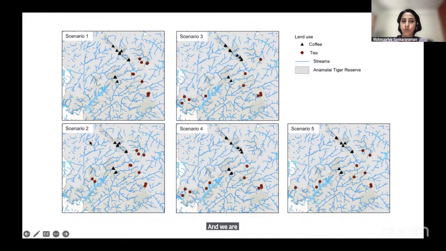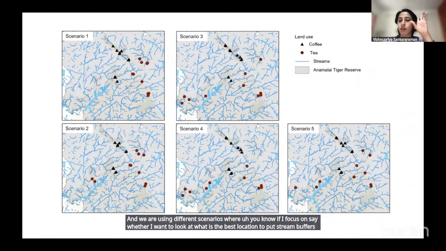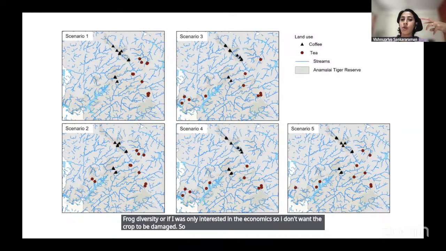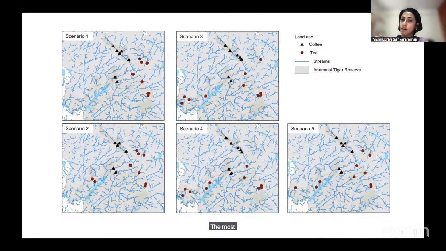And we're using different scenarios. If I focus on, say, what is the best location to put stream buffers if I wanted to just worry about soil erosion, or if I was only interested in crop diversity, or if I was only interested in the economics, so I don't want the crop to be damaged. So under different scenarios, where can we maximize these potentials, and what scenarios would be best to try and put streams so that you have the least economic damage, the most amphibian species conserved, and a lot of soil and water conservation potential. So we're trying to map that right now for these landscapes.